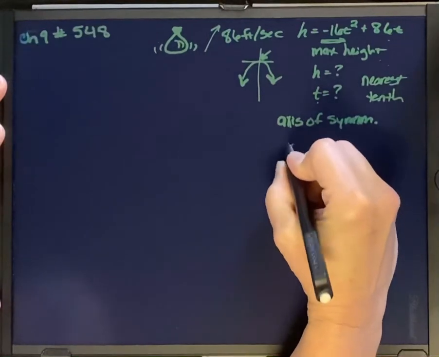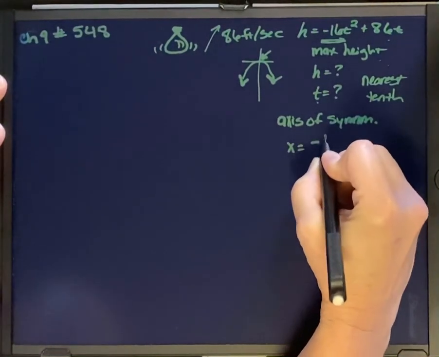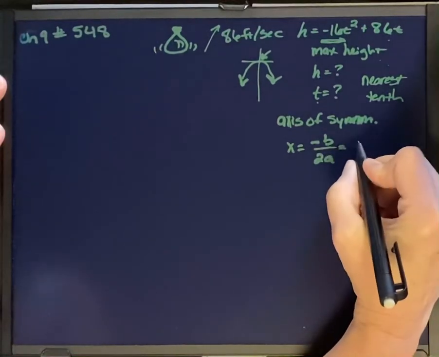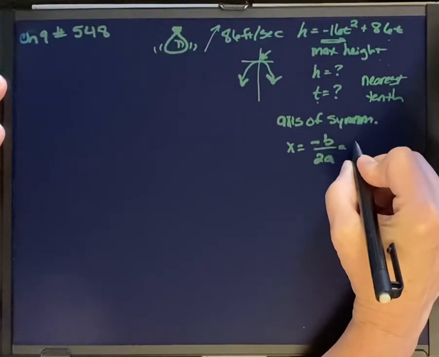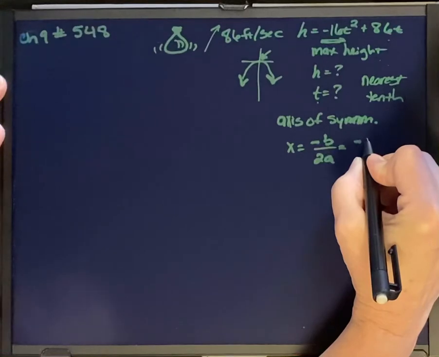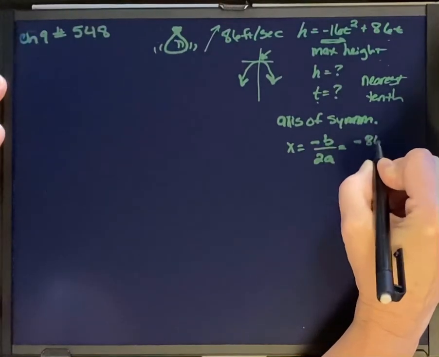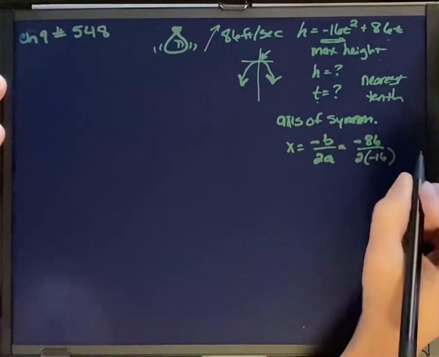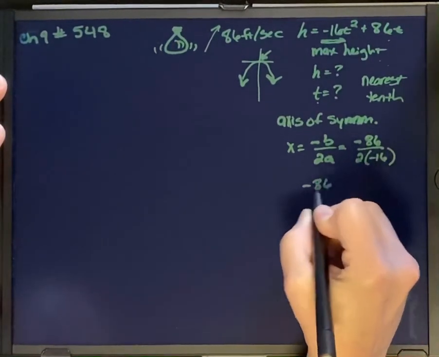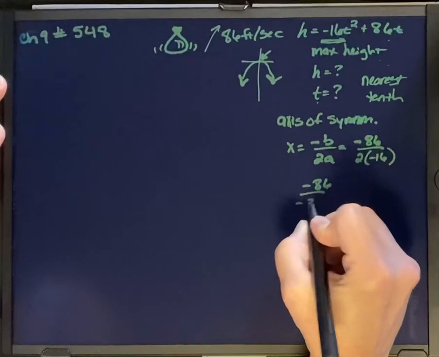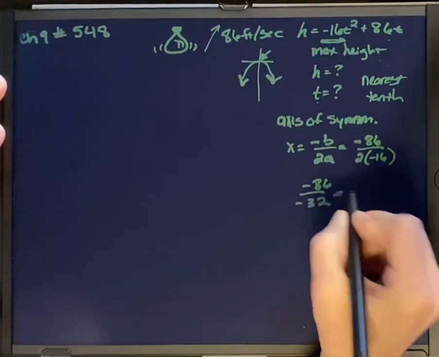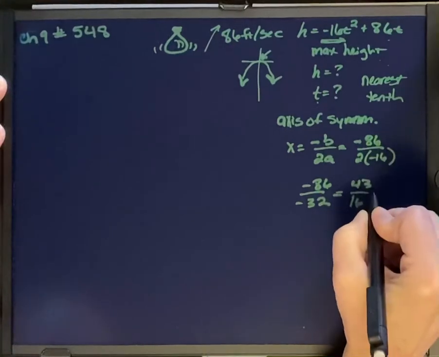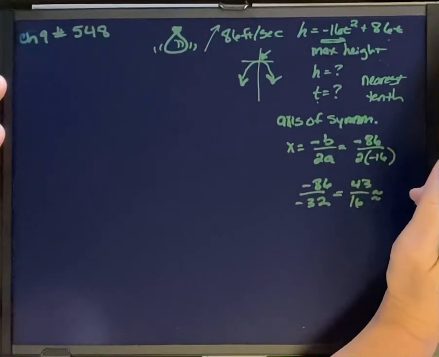So the axis of symmetry, the x value for that is negative b over 2a. So that's going to give us negative 86 over 2 times negative 16. It's going to give us negative 86 over negative 32, which is going to give us 43/16. These are not nice numbers, I'm going to tell you that right now.